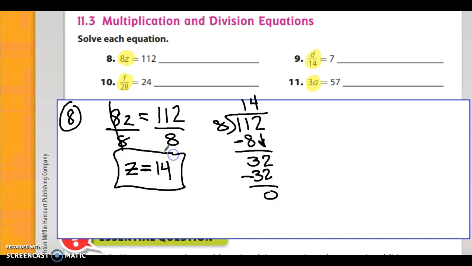And you can check this one of many ways. I think that 8 times z is equal to 112, so I just do 8 times 14, and it better be 112. 8 times 4 is 32. 8 times 1 is 8, plus 3 is 11. Perfect. Nailed it.